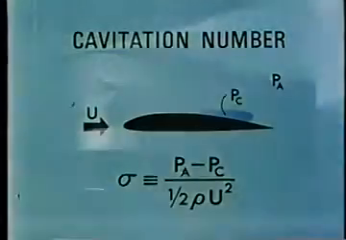The cavitation number at which inception of cavitation takes place is called the critical cavitation number. Above the critical cavitation number, no cavitation occurs. Below the critical, it does occur. Operation with a cavitation number well below the critical produces a very large cavitated region.